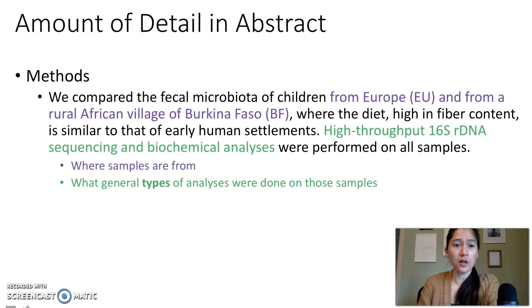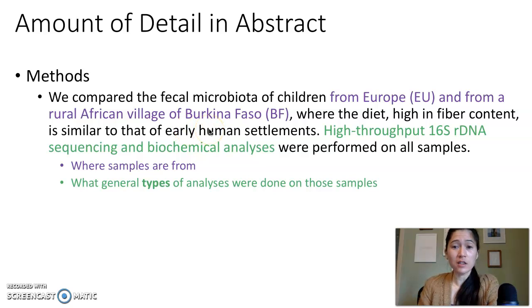So let's first talk about the methods. When you're giving a description of the methods in your abstract, what I would recommend doing is, first of all, indicating where the samples are from. So I color-coded this here, so that's in purple. I would give some kind of overview of where the samples are from, so from Europe and the African village of Burkina Faso, for instance.